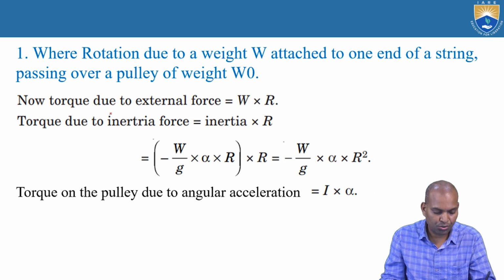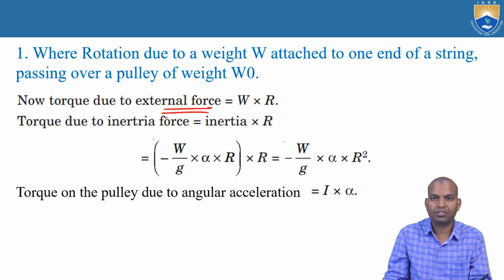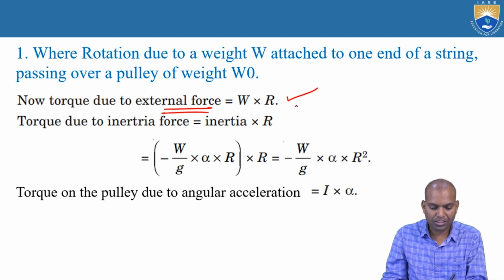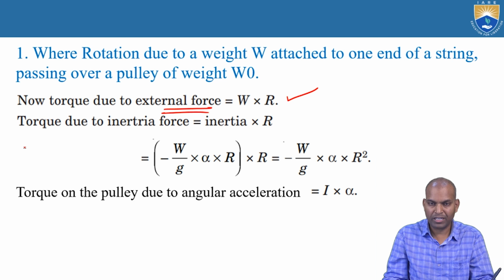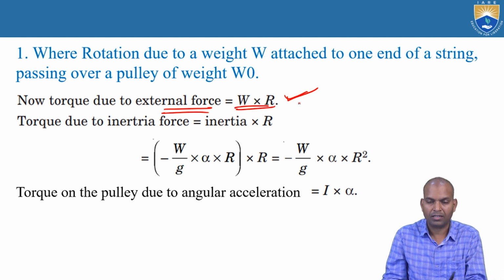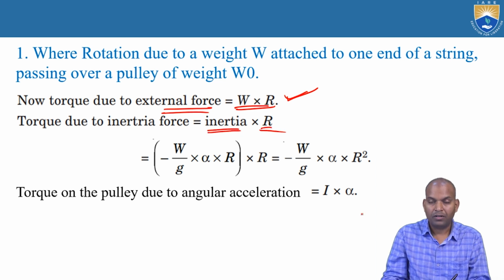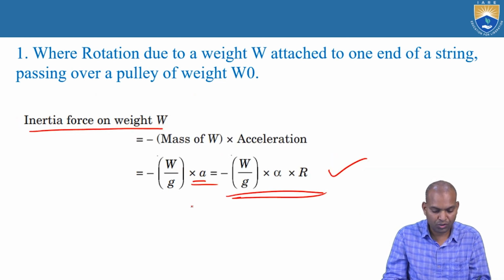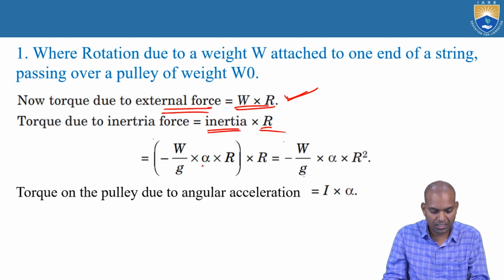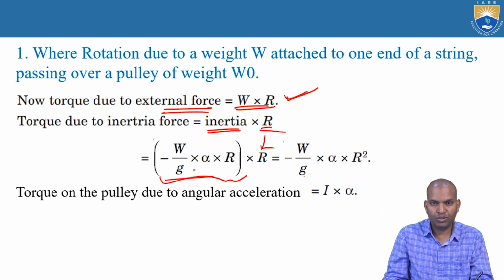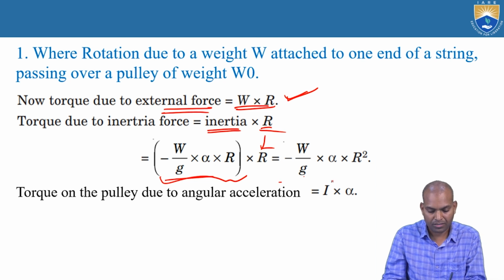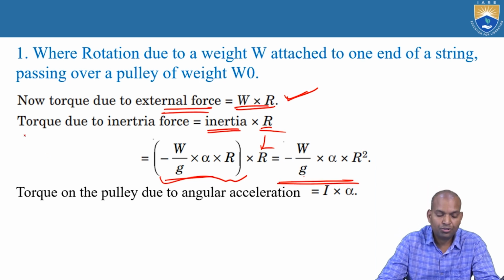Now the torque due to external force, and after that the torque due to inertia force. Torque due to external force is the load times the radius of the pulley, that is W times R. What about inertia force? Inertia force into R. The inertia force here is W by g times r alpha. Substitute here: W by g times r alpha times R. Then what happens? W by g times alpha R square. Now that is the torque due to inertia force.